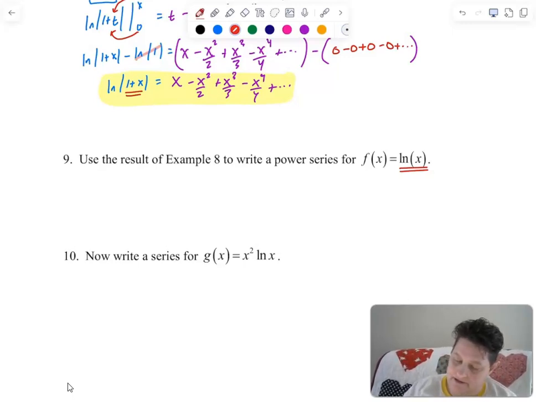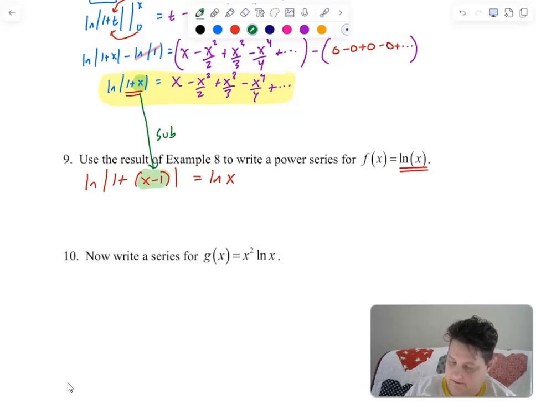Check it out. I'm going to substitute in, and I'm going to do the ln of 1 plus x minus 1, because that equals the ln of x, because the 1's cancel out. Now look, what that means is that everywhere I see an x, I'm actually going to substitute in an x minus 1. So substitute in x minus 1 wherever you see an x.